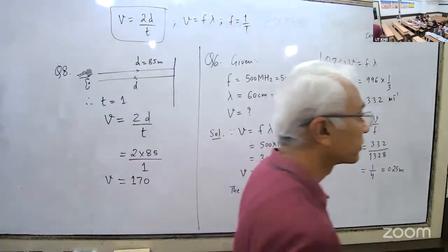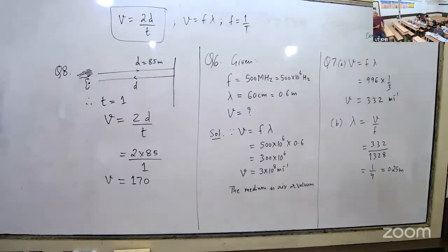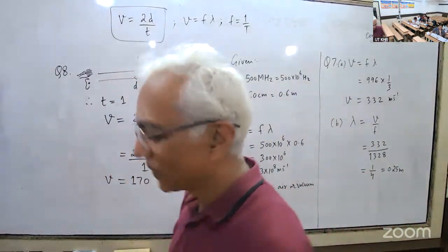What is wrong in this? Time of echo 1 second, right? 1/2 in the same formula it's coming. What is the time of echo? What is the time of echo? 0.5.